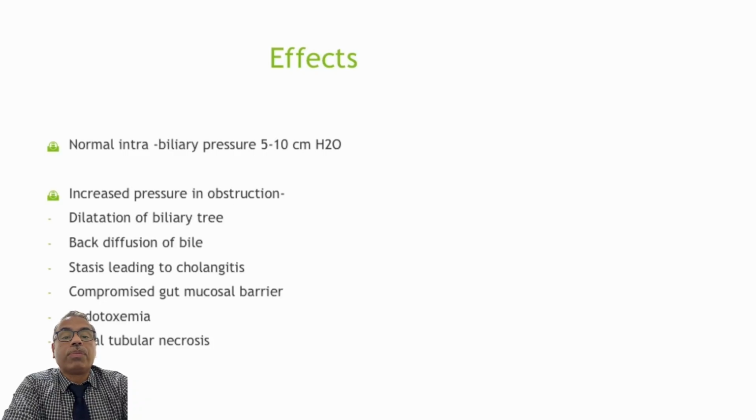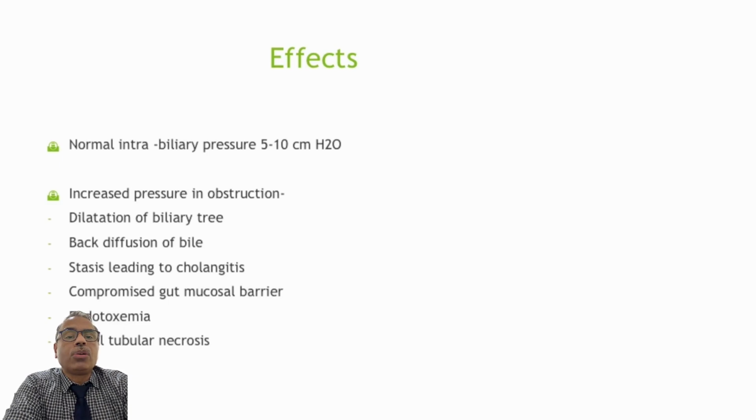And because of this compromised gut mucosal barrier, there's a translocation of bacteria from the lumen across the gut wall into the general circulation, and this leads to endotoxemia. And that's why these patients are also at risk of development of sepsis. These patients are prone to develop sepsis because of this reason.